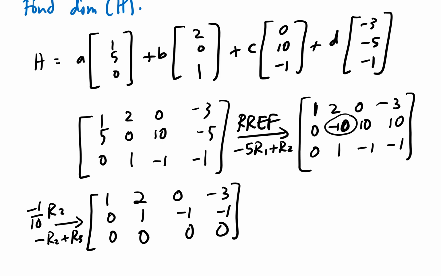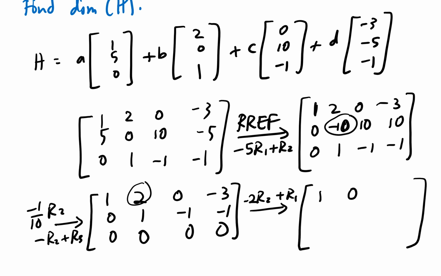Right? And now I want to clean what? I want to clean this number here. So I take row 2 multiplied by -2 and add it to row 1. Let's see what we get. We get 1, 0, 2, -1. This stays the same, and all the zeros stay the same.